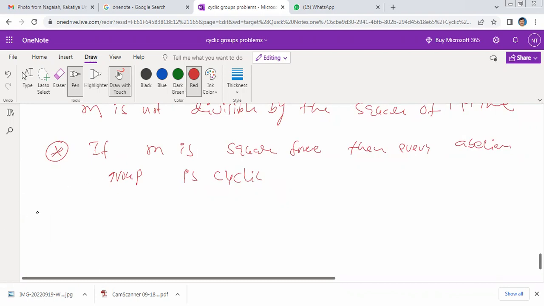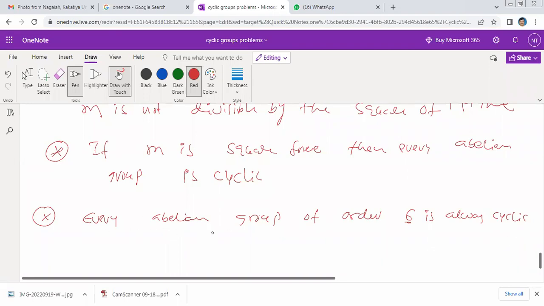Suppose I am giving an example. Every abelian group of order 6 is always cyclic. ఒకవేళ ప్రైమ్ నెంబర్ ఉంటే ఏమని చెప్తామండి? If a group is of order a prime number, it is cyclic, no problem. Is it clear? Every group of order a prime number is always cyclic.